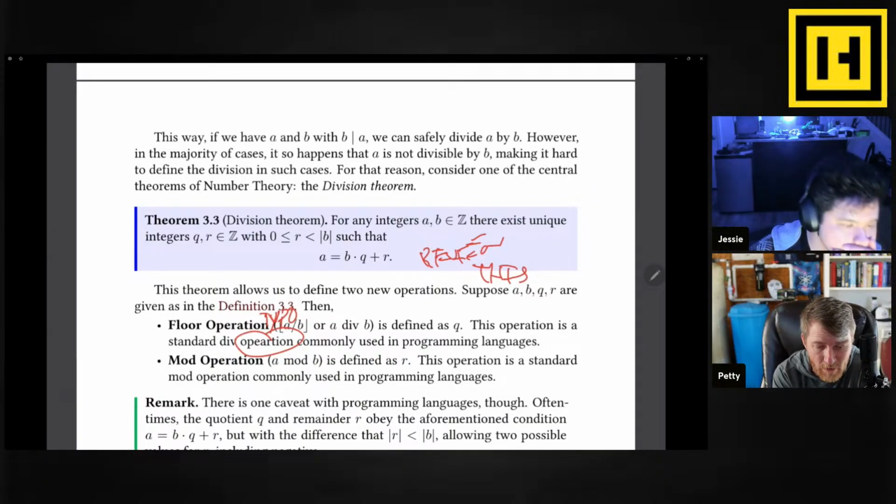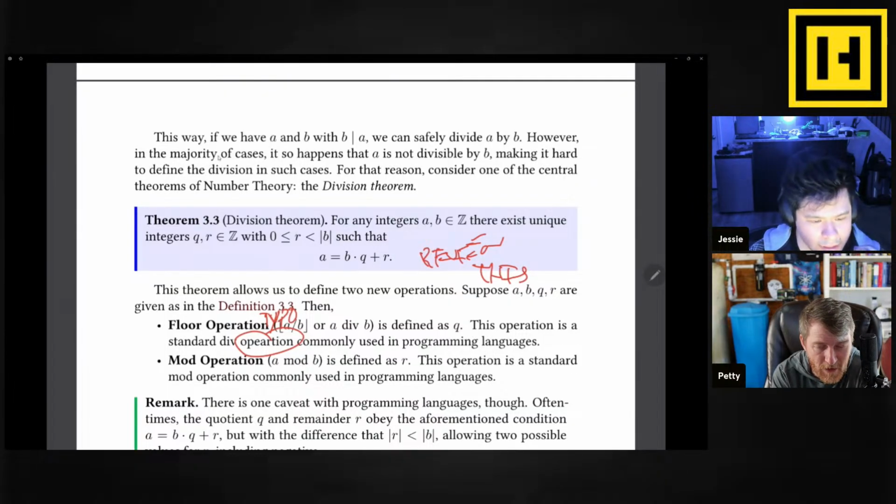Theorem 3.3, the division theorem, says for any integers A and B, there exist unique integers Q and R with 0 less than or equal to R less than the absolute value of B, so R within the boundary of 0 and the absolute value of B, such that A is equal to B times Q plus R. So that means basically you get a remainder.